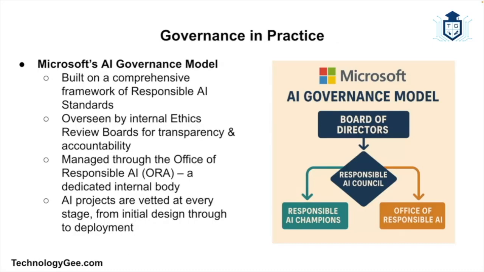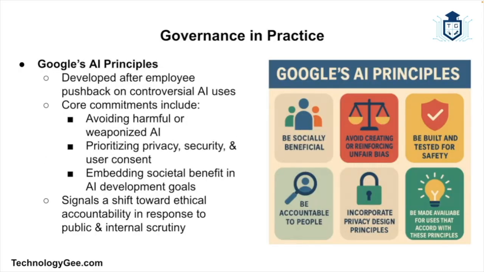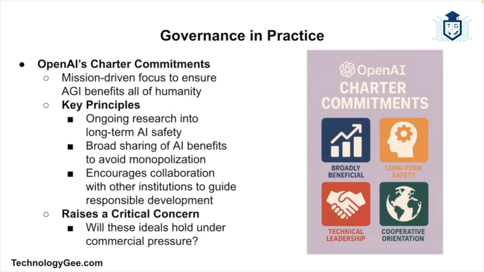All right, so let's talk about governance in practice and who's doing it right. We're going to talk about Microsoft's AI principles. Microsoft has laid out a strong governance model built on responsible AI standards, ethics review boards, and an internal office of responsible AI. And their AI is vetted at every stage from design to deployment. Then there's Google's AI principles. After employee backlash over unethical AI projects, Google now follows guidelines that include avoiding creating harmful or weaponized AI, promoting privacy, security, and user consent, and incorporating societal benefit into development goals. And then there's OpenAI's charter.